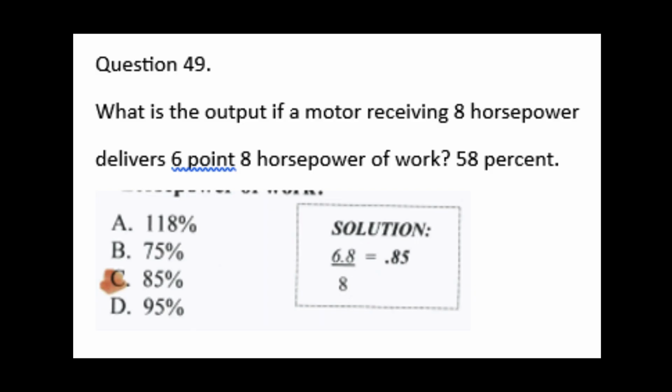Question 49. What is the output if a motor receiving 8 horsepower delivers 6.8 horsepower of work? 85%. A motor receiving 8 horsepower delivers 6.8 horsepower of work, output 85%.